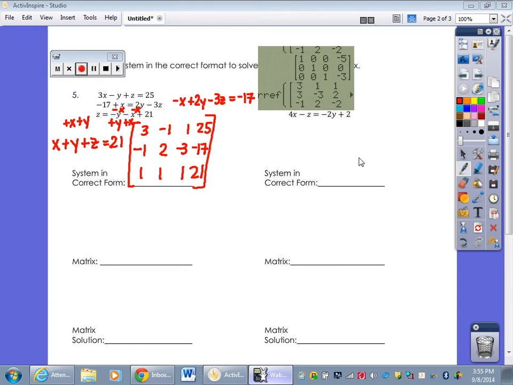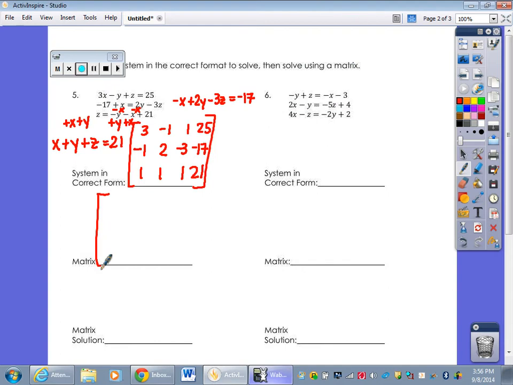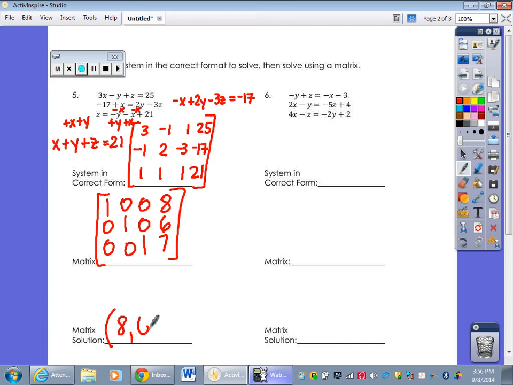So we have 3, negative 1, 1, and 5, negative 1, 2, negative 3, negative 17, 1, 1, 21. Okay, so we get, again, 8, 6, and 7. So x is equal to 8, y is 6, and z is 7.